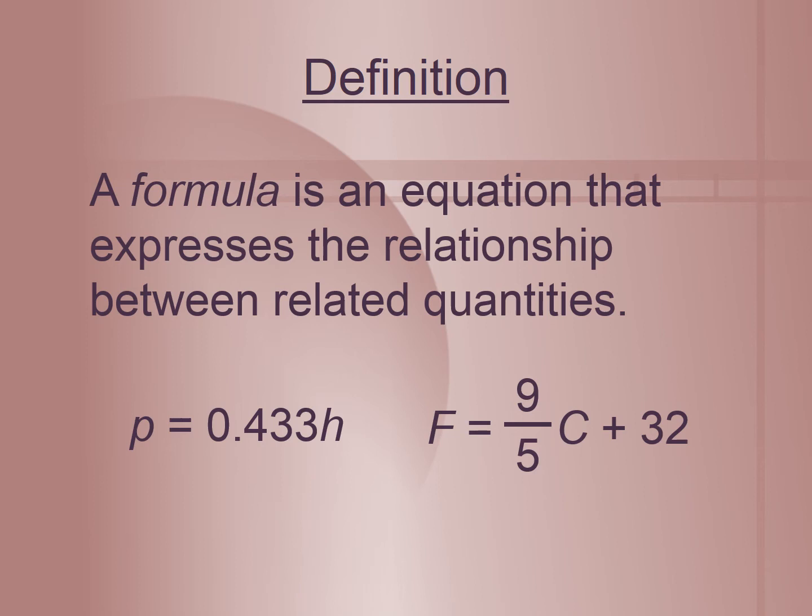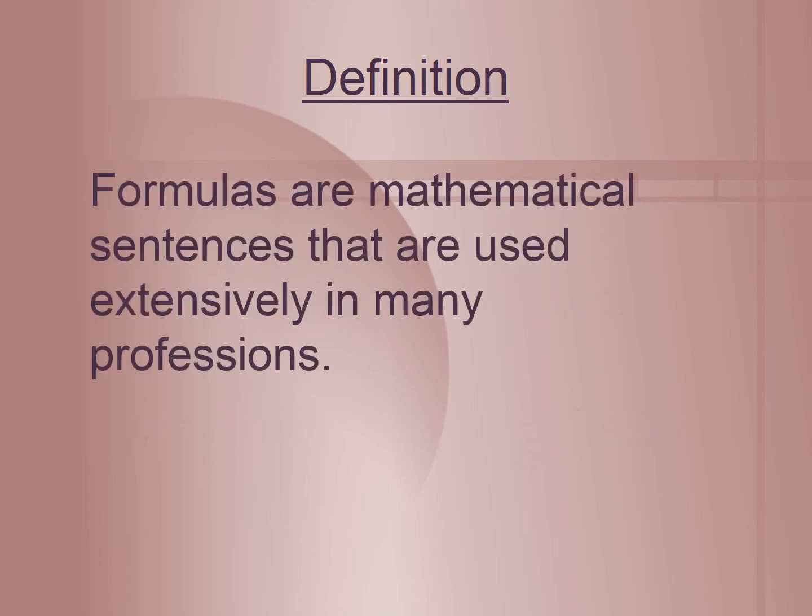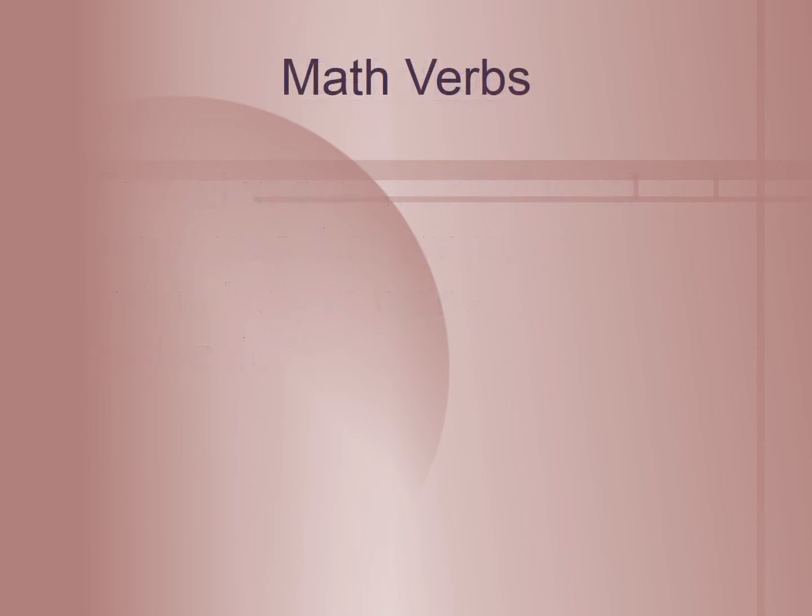Another one that you might be familiar with is F is equal to 9/5 C plus 32. This is the formula that relates Celsius to Fahrenheit. In fact, it will convert Celsius to Fahrenheit. So formulas are just mathematical sentences that are used in all different types of professions.